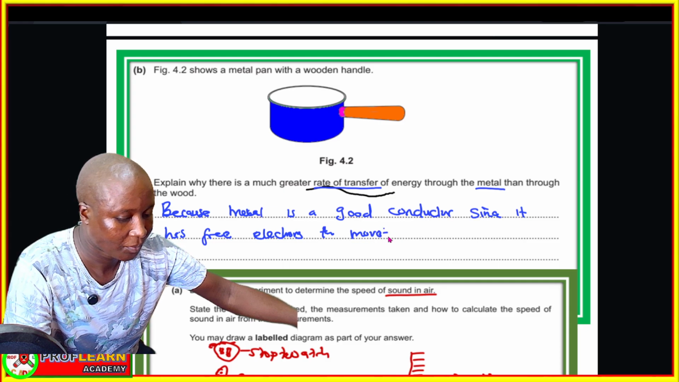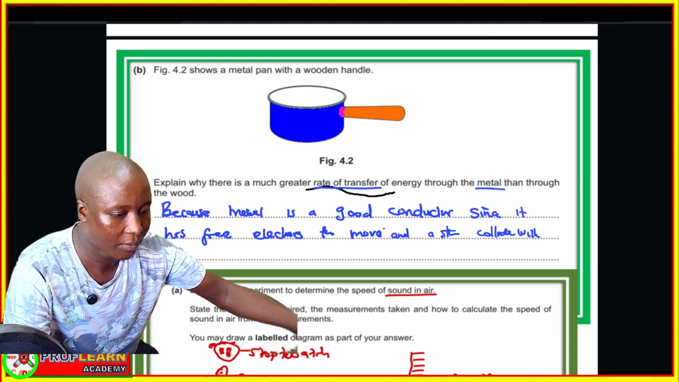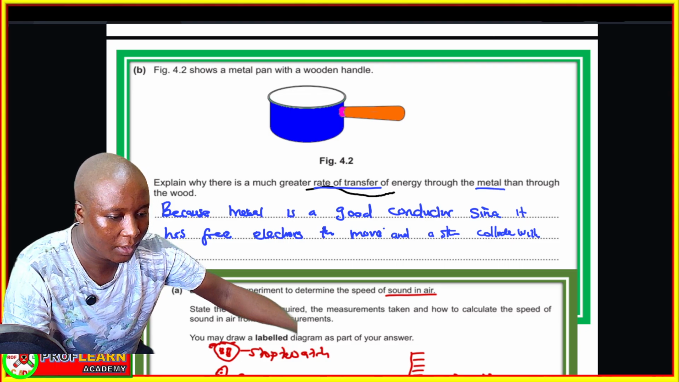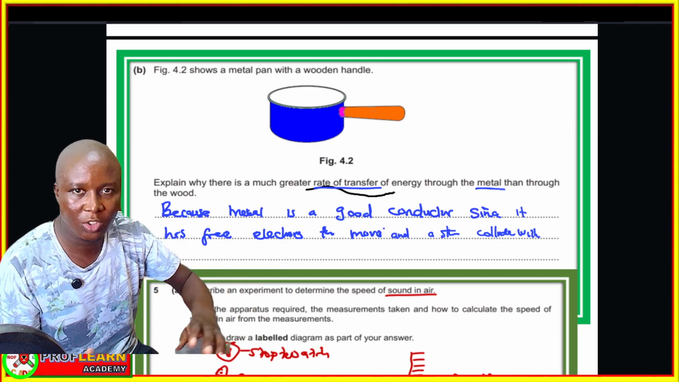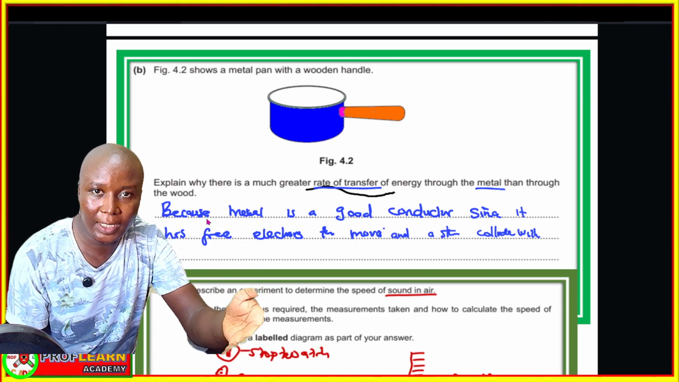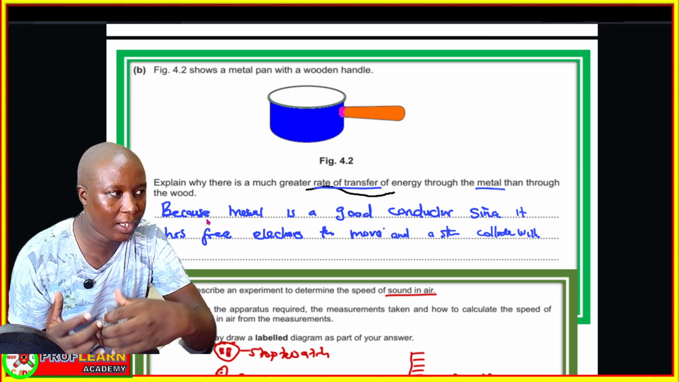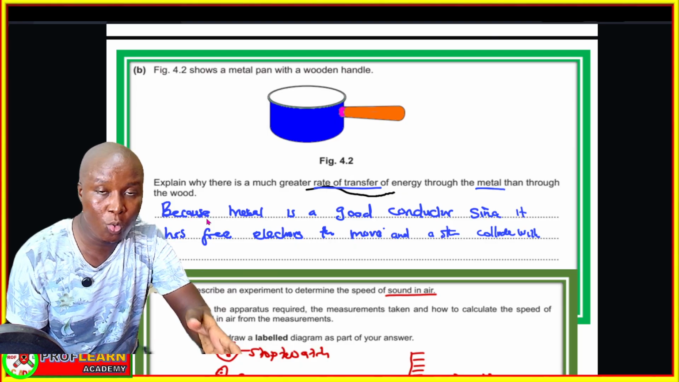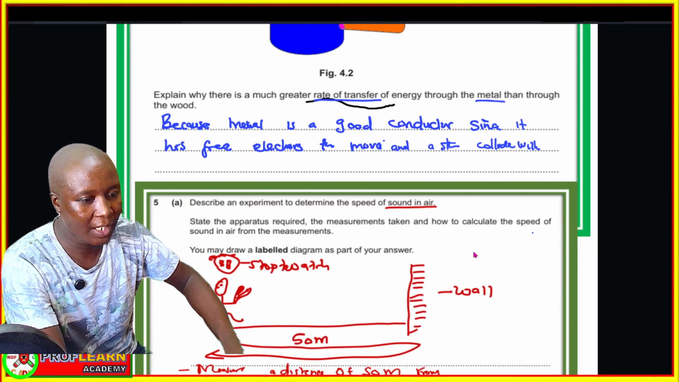and as they collide with other ions. So as it moves, it will collide with other ions, other atoms, transferring thermal energy. But wood is a poor conductor. It does not have delocalized electrons.